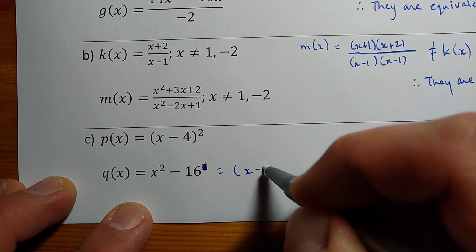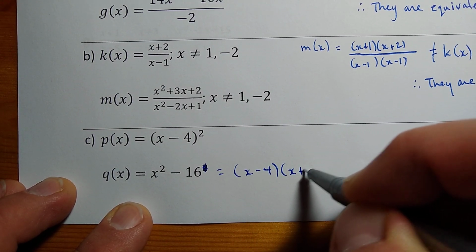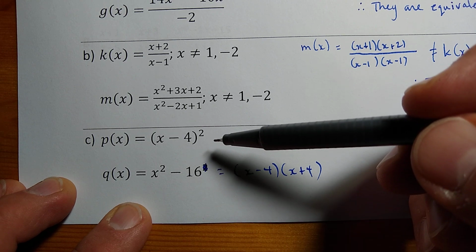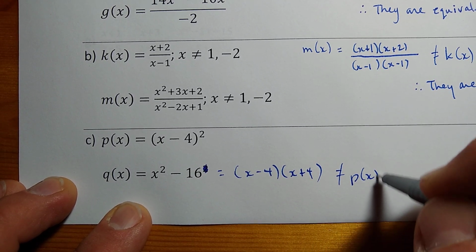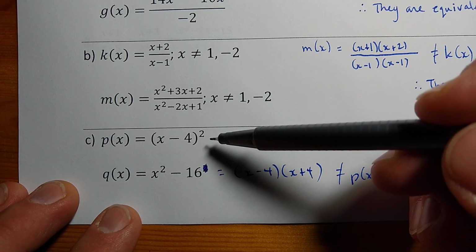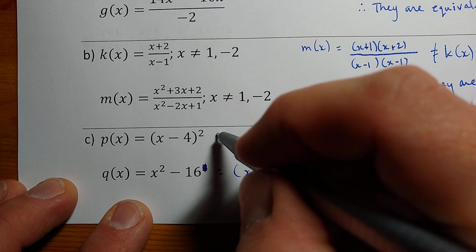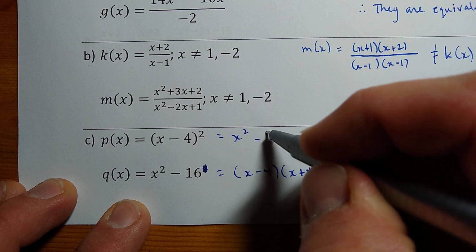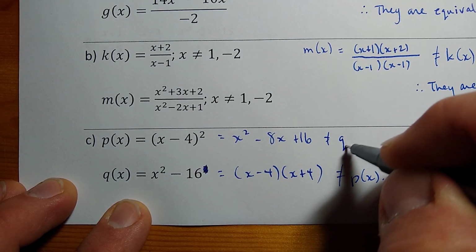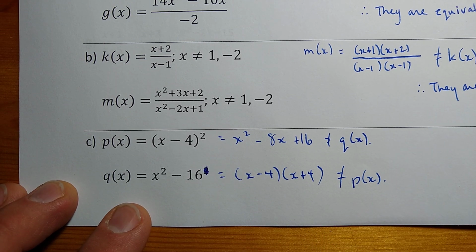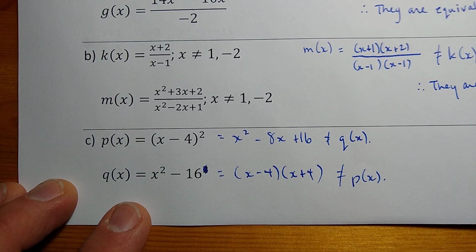This is equal to x minus 4 times x plus 4. However, this is x minus 4 times x minus 4. This is clearly not equal to p of x. You could also expand this one and see that you have a linear term. X squared, it'll be minus 8x plus 16, which is not equal to q of x. And so they are not equivalent. Okay, that was page 2.